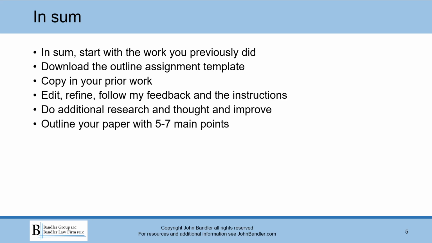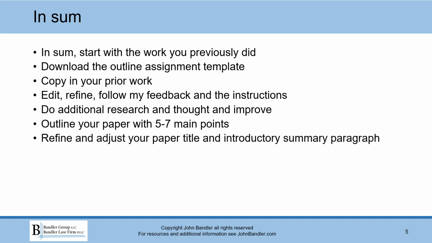And you're going to do that outline. And an outline is like a skeleton. It's like the bones of your paper. And you're going to have 5 to 7 main outline points. 5 to 7 bullet points. Now, your first point is your introduction. That's easy. Your last point is your conclusion. That's easy. Now, the hard part is figuring out those middle points.